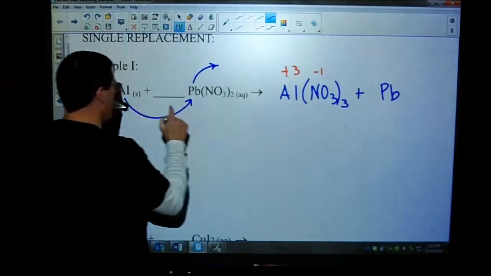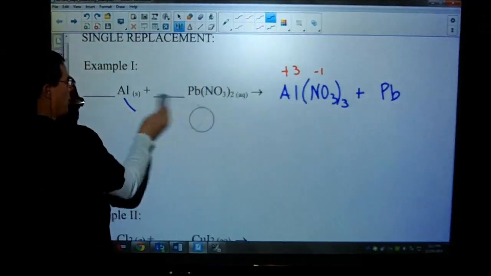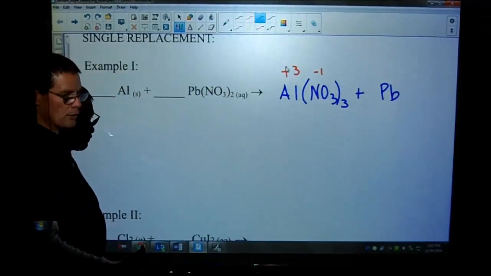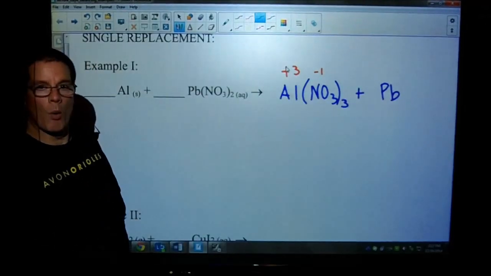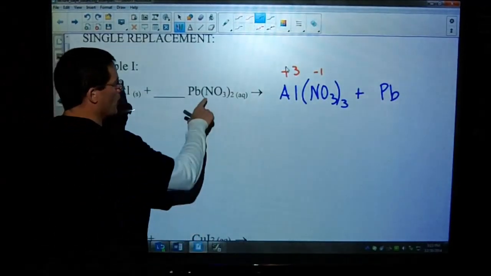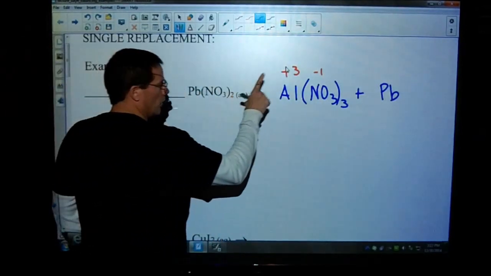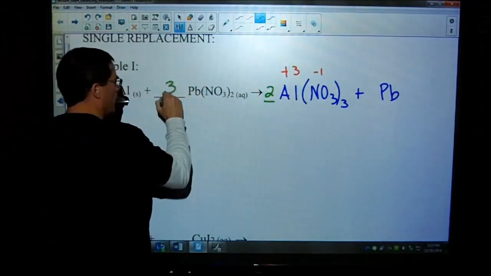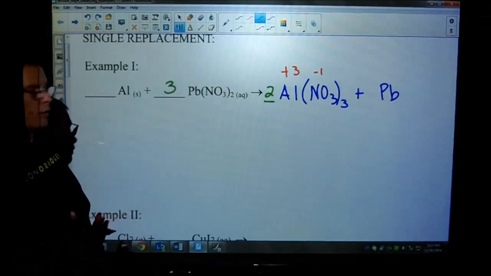Now that we know that A, the reaction is going to take place, and B, that we have our products here, now we need to balance the equation. If you need to do the inventory, that's fine. Hopefully at this point you're not going to need the inventory, because we know we have a nitrate here and a nitrate here. We have 2 nitrates on this side, we have 3 on this side, which means I need 2 here and 3 there. Okay, so my nitrates are balanced and I didn't have to do an inventory.